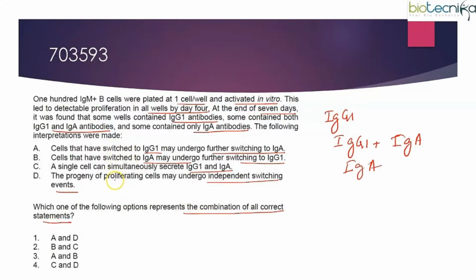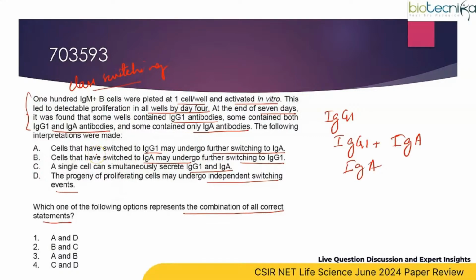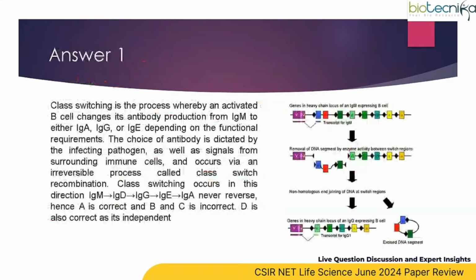Now, if you have studied immunology thoroughly, you have studied class switching. It is a very simple question because we don't have to follow the experiment. If you know the steps of how class switching occurs, it's easy to solve. So the right answer for this question will be option 1. A and D will be the correct statements.